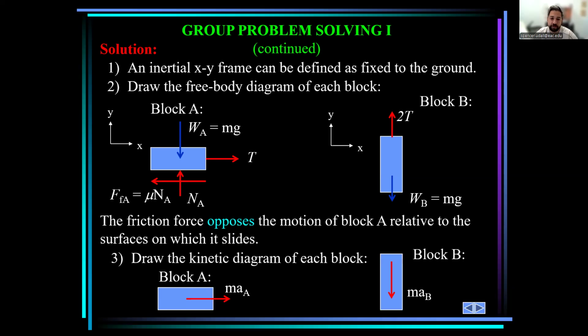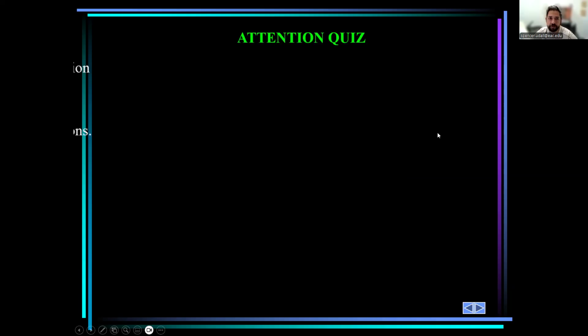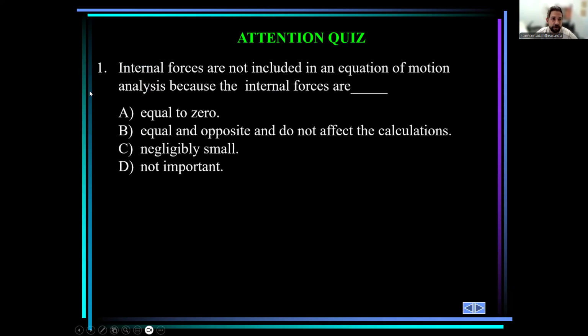They'll get more complex, obviously, but we're starting here so that in the future we could then solve for unknown forces or accelerations. Wrap it up with another quiz.